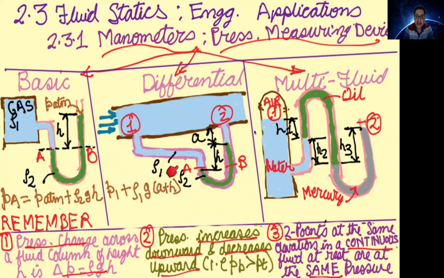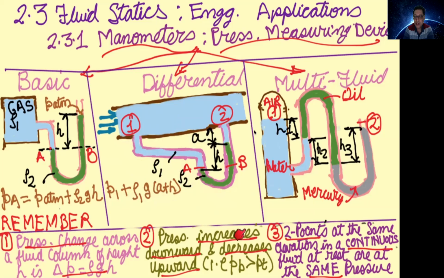The pressure at A, PA, is equal to P1 plus the height of this fluid. Let us suppose this is water. The height is given by A plus H, and ρ1 is the density of this fluid as shown here. So ρ1 g times the height of the vertical column of this fluid at point A, which is A plus H. So the pressure at A is equal to P1 plus ρ1 g (A plus H).